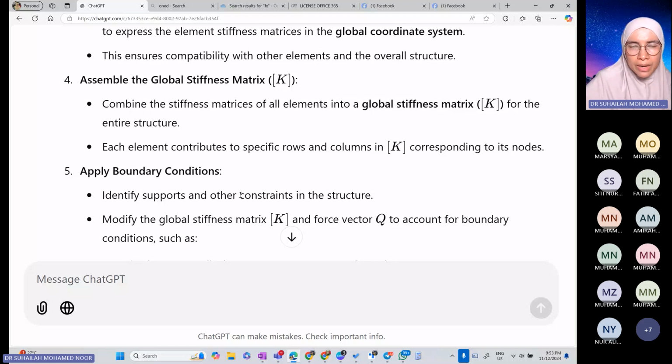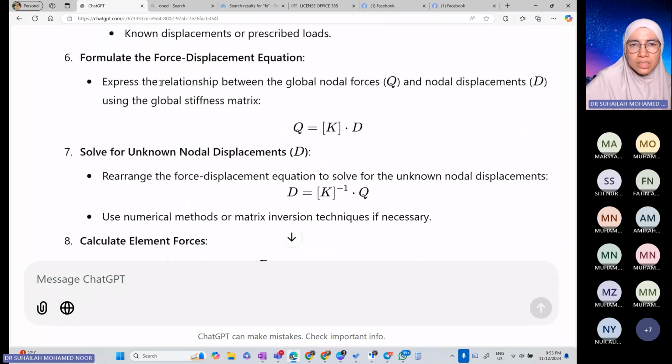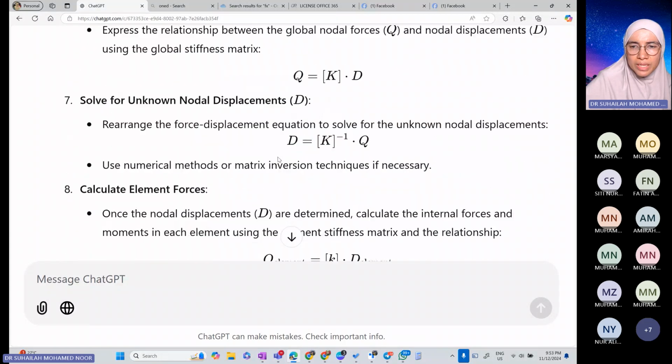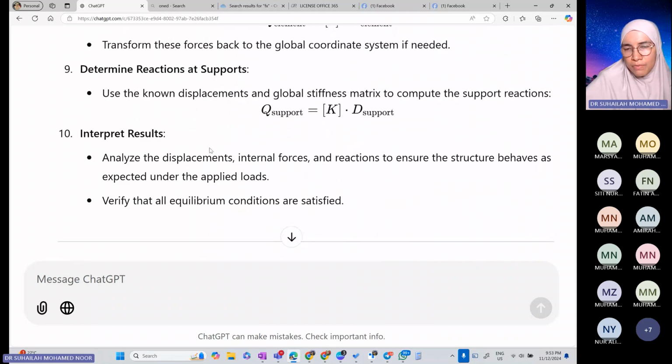Tempat yang ada support, yang ni kena imagine ya. Tempat yang ada support tak ada pergerakan, no movement. This is constraint. Okay, and then kita akan formulate force displacement equation Q is equal to KD, and then from this equation we will solve for displacement, and then we will solve for forces.